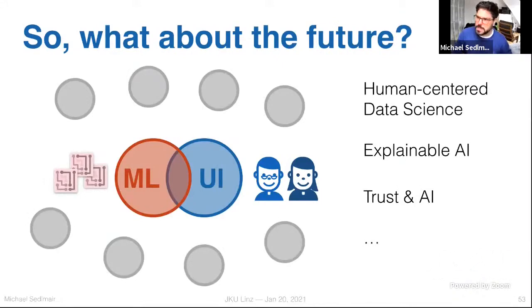I'm actually optimistic. If we think about the things that are going on, people are building up new labs for human-centered data science, explainable AI, trust in AI. Many trends are pointing towards that, the human factors are becoming more important in this area of making data usable for people and useful.